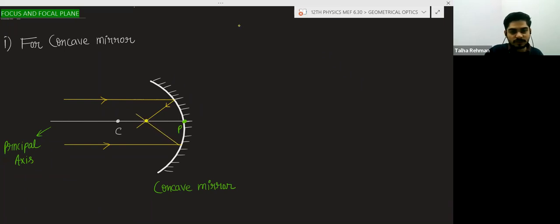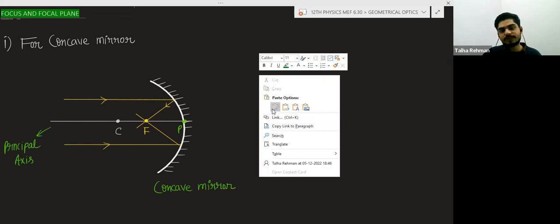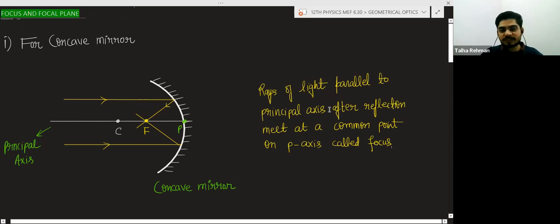Basically now this point is focus. Focus is a point where the rays of light which are parallel to the principal axis meet. Focus of a concave mirror, you can write this definition: rays of light parallel to the principal axis, after reflection from the concave mirror, meet at a common point on the principal axis, called focus.